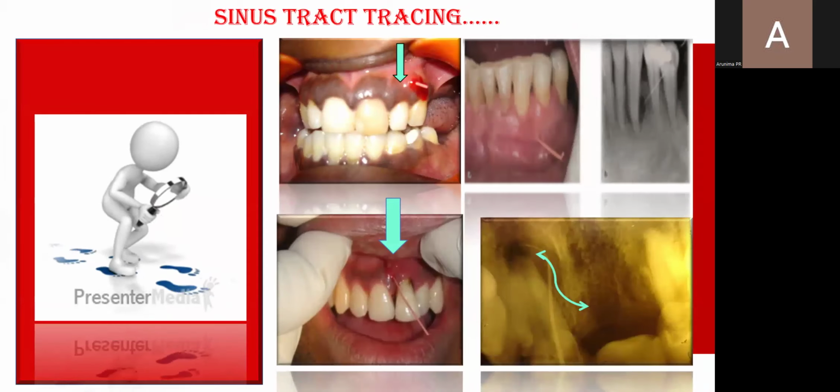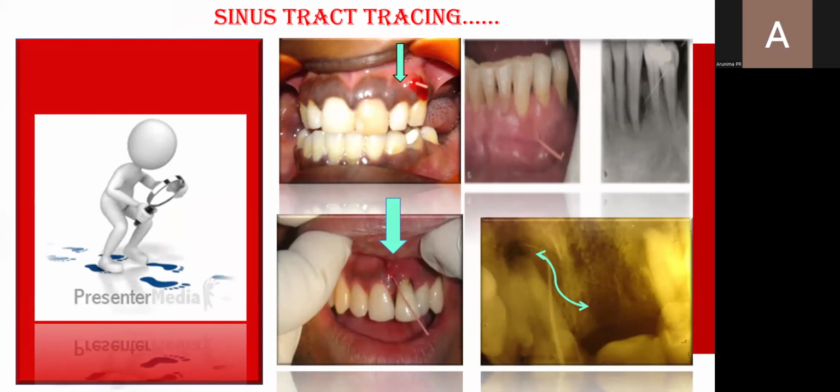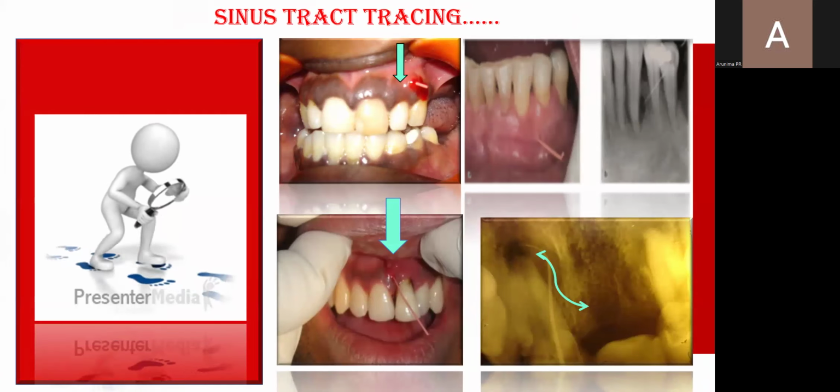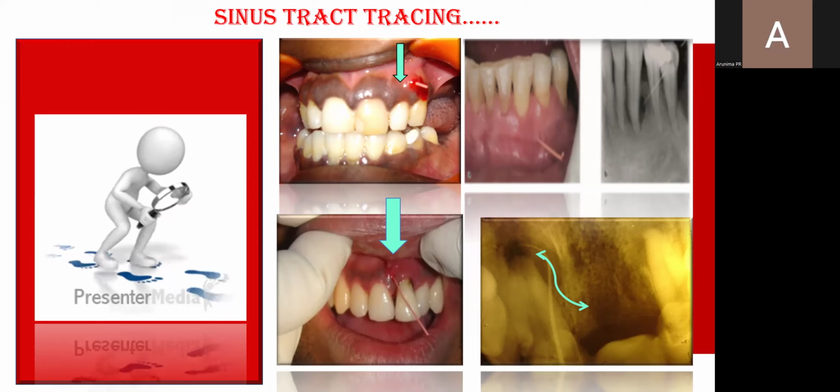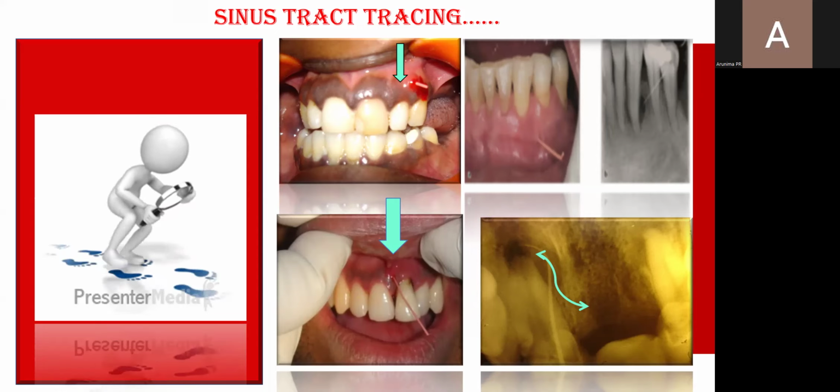So this is a picture which depicts how to do sinus tract tracking. You can see a small gutta-percha cone is inserted through the sinus tract opening, and then you take a radiograph, and you can clearly make out from where the lesion originated.